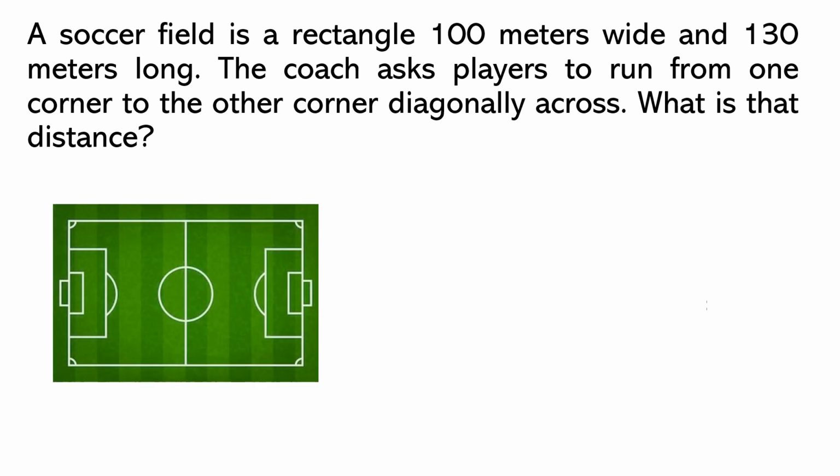We have a soccer field, 100 meters wide, 130 meters long. And the coach asks players to run from one corner to the other. So let's say it's here. And that is the question. How long is this diagonal? So obviously it forms a right triangle, since it's a rectangle that's cut in half, and a rectangle forms a 90-degree angle, with one side vertical and one side horizontal. So we don't know how long the diagonal is.